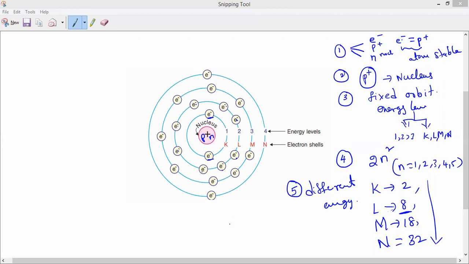And what is the sixth point? There is no change in the energy of electrons as long as they keep revolving in the same energy level. Electrons do not radiate energy or lose energy when they are revolving around the nucleus, because every electron has a fixed amount of energy. So that energy will never change. It remains constant. So the atom remains stable.